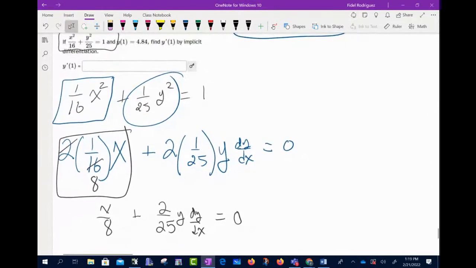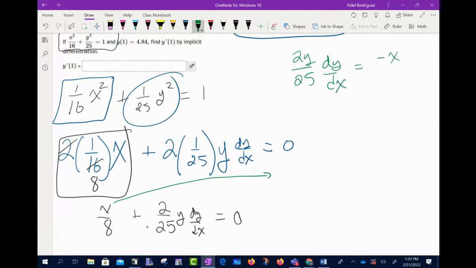Okay. All right, what are we going to move over now? x over 8. Excellent. That's going to come to the other side. So look, y'all, we're going to have a 2y over 25 with a dy/dx equals, everyone agree, a negative x over 8?